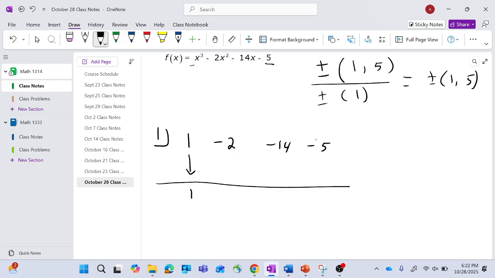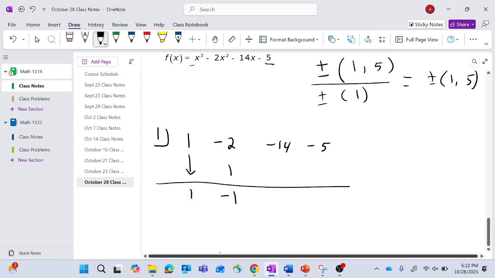Bring down the 1. 1 times 1 is 1. Add going down is negative 1. 1 times negative 1 is negative 1. Add going down is negative 15. 1 times negative 15 is negative 15. And my remainder is negative 20.